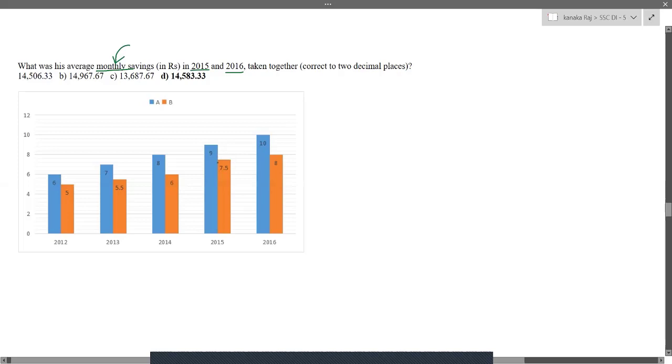First, I need to take yearly savings. For yearly savings of 2015, it is income minus expenditure. That is 9 minus 7.5, which is 1.5 lakhs. Now, what is the yearly savings for the year 2016? It is 10 minus 8. That is 2 lakh. What is average? Sum of both the observations, that is 3.5 lakhs or 3 lakh 50,000, divided by the number of observations.